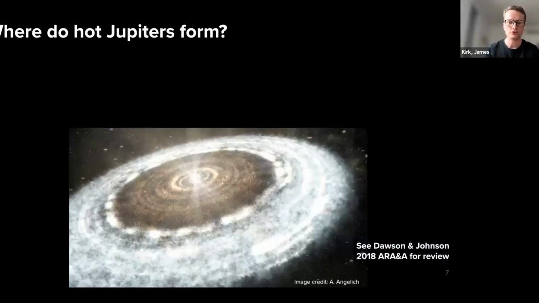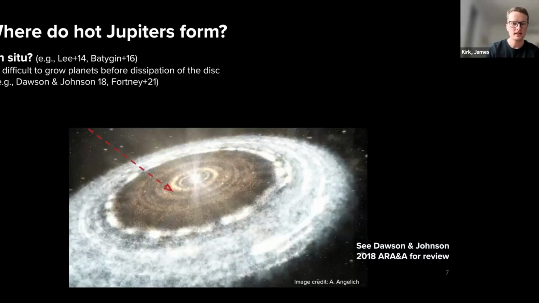So, where do hot Jupiters form? Here I'm showing an artist's impression of a protoplanetary disk. And naturally, there are two possible locations for their formation. They either form more or less where we see them today, in situ. However, the general feeling is that it is difficult to grow planets sufficiently before the dissipation of the disk. Essentially, at these close-in separations, the gas is too hot and the Hill spheres are too small to allow the growth of giant planets.